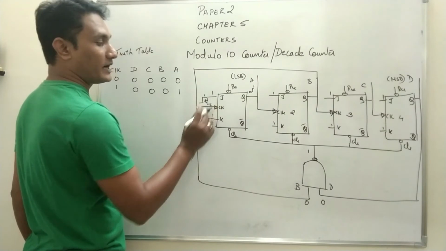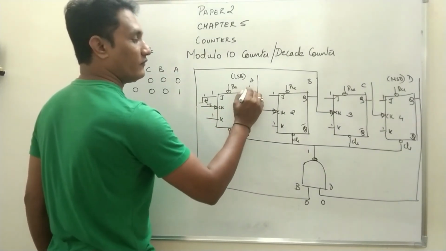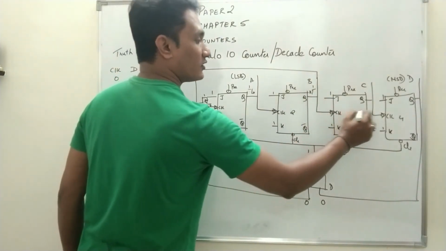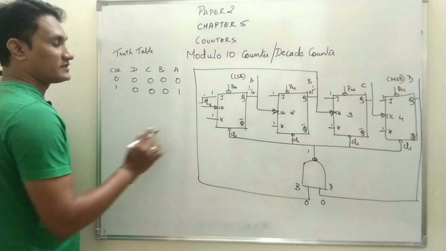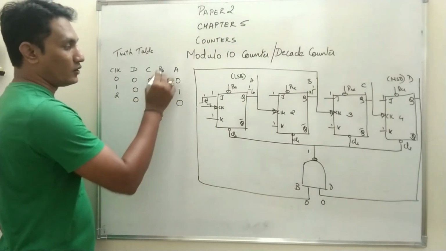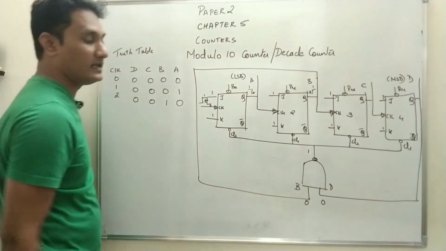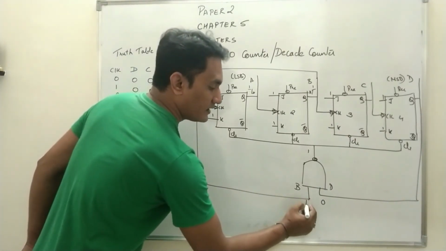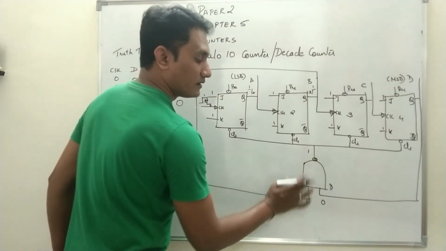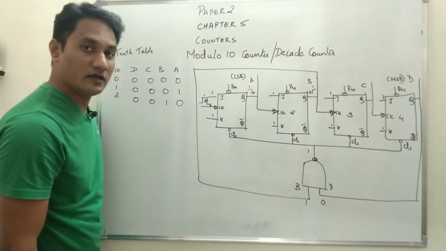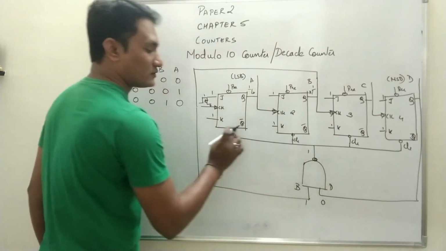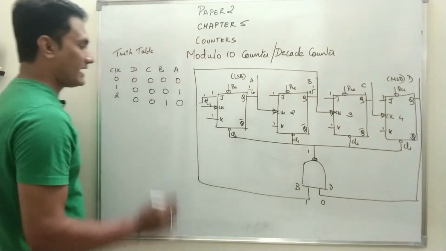Second clock pulse is applied. A will go from 1 to 0, B will go from 0 to 1, and this will have no effect on 3 and 4. So at the end of the second clock pulse, the state is D C B A 0, 0, 1, 0. Now B has become 1, D is still 0. So B is 1, D is still 0. What is the NAND gate's output? Inverse of multiplication. So 1 into 0 is 0, inverse 1. So it still remains 1, so the clear terminal will be deactivated.